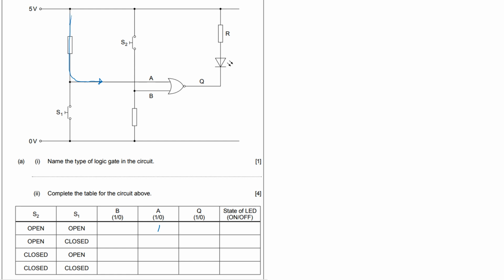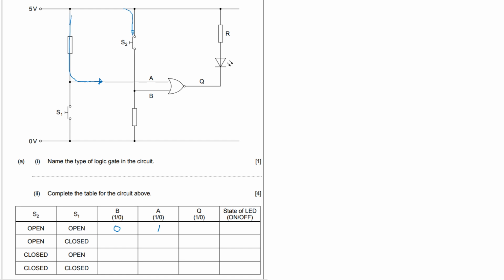Switch S2, if switch S2 is open, the current cannot go any further than this. So because it can't go any further than that, you're left with a logic 0 there. Obviously, trace it through, finish it for all of them. Q is obviously the NOR gate. You must know your logic gates.